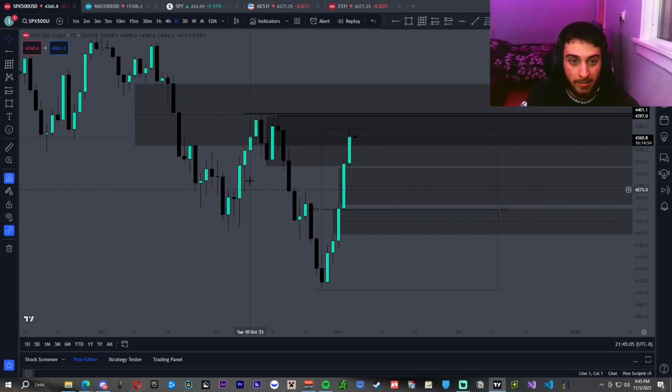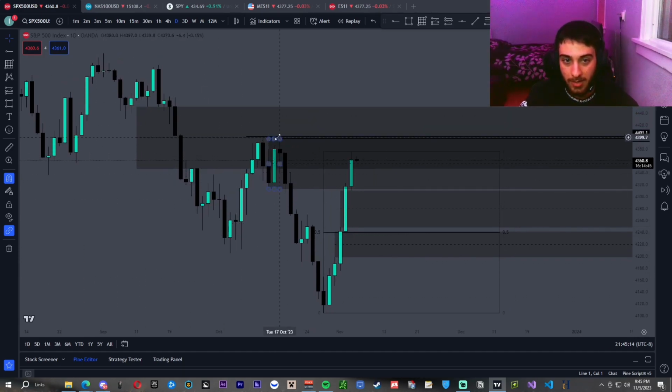So we started pumping, then we came down, and then we pumped again, and we broke structure back down to the downside to continue our higher time frame trend. So this last move before our break of structure would be our order block. You can also consider the order block to be this high as well.